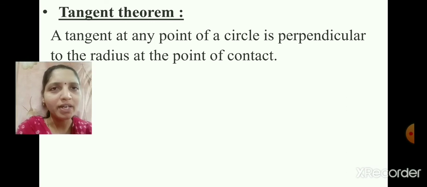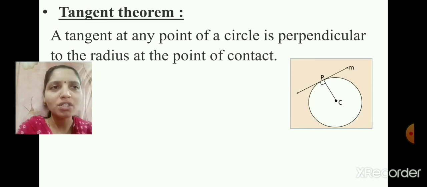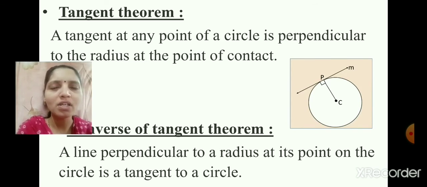First we have seen the tangent theorem, which states that a tangent at any point of a circle is perpendicular to the radius at the point of contact. This is the diagram for the tangent theorem as well as its converse. Now let's see the statement for the converse of the tangent theorem. A line perpendicular to a radius at its point on the circle is a tangent to the circle. So this is the converse of the tangent theorem.